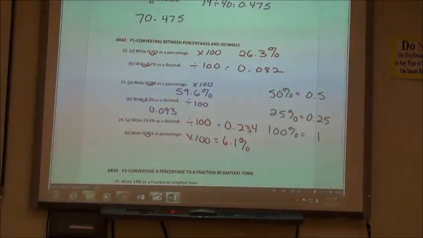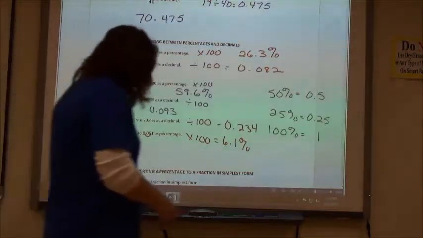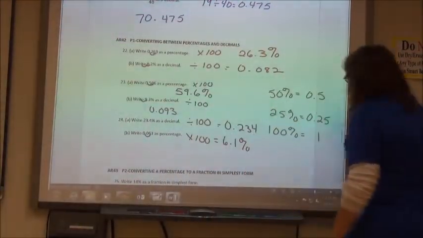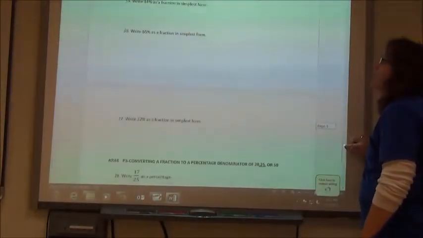So, percent, always multiplying or dividing by 100, so I'm always just moving my decimal 2 places, either to the right or to the left, depending on what you're doing. Simply amazing.